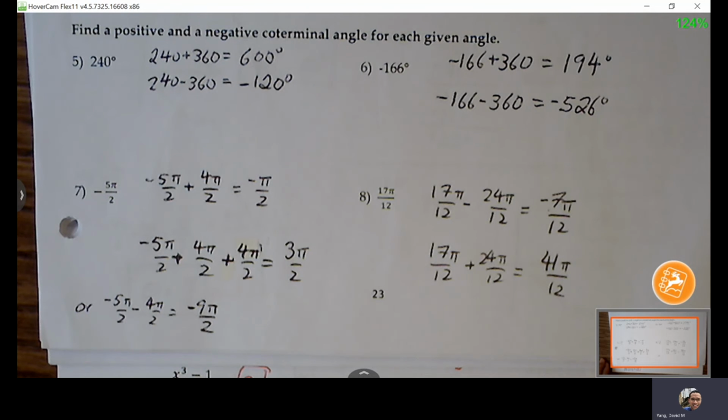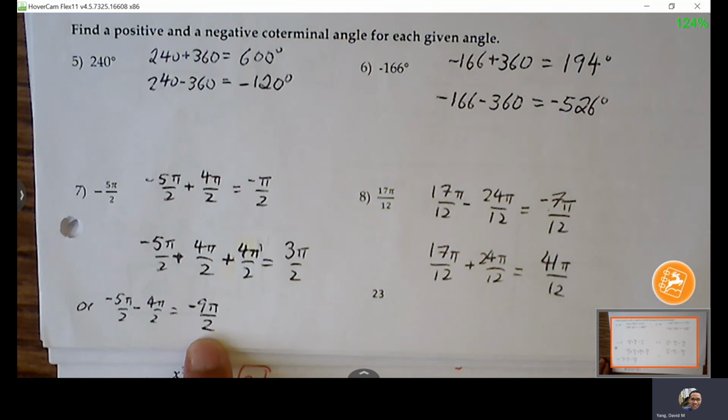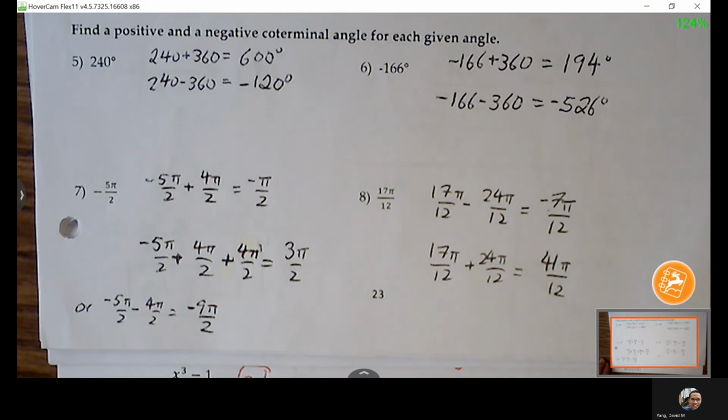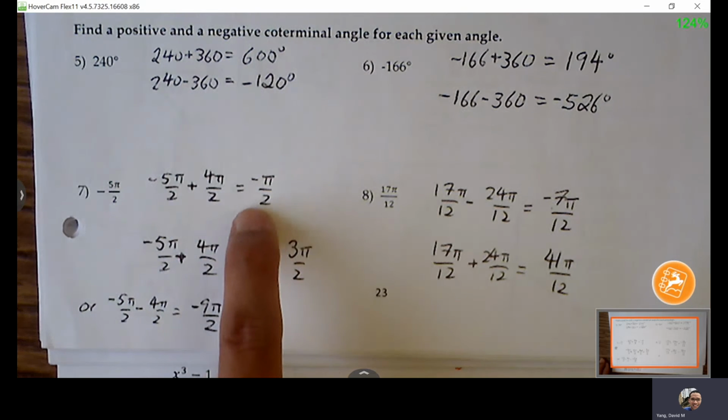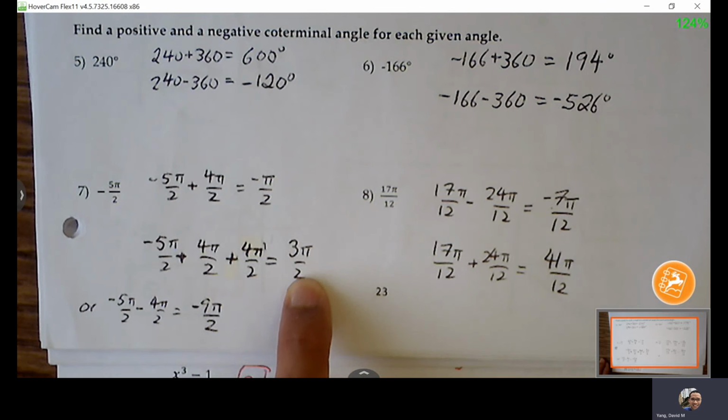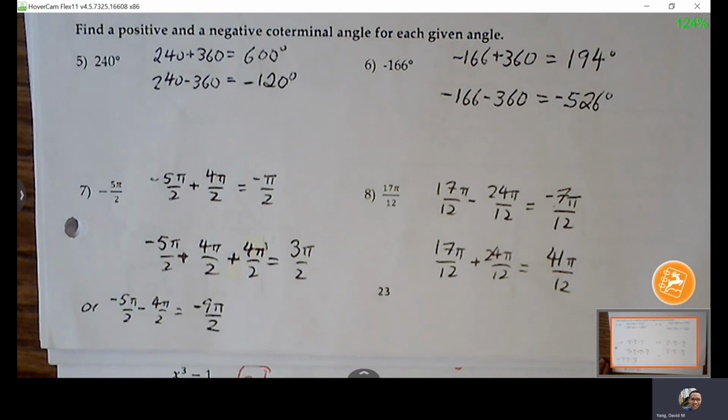Is that negative 9 pi over 2? Yeah, that's negative 9 pi over 2. But you only have to produce one negative and one positive. On number 7, they both ended up being negative. That doesn't matter. Well, this started off as negative. I added 2 pi. It still wasn't enough to get me to a positive. So I added another 2 pi, and finally it got me to a positive. Oh, so you have to. Right. If one iteration didn't get you to change your sign, then you've got to add another 2 pi.